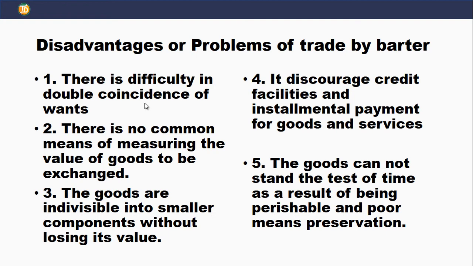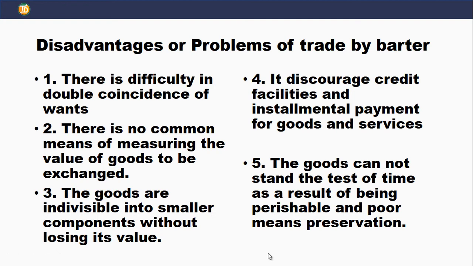Number two, there is no common means of measuring the value of goods. So there is no standard of measurement for goods and services to be exchanged. So it's a problem of trade by barter. Another disadvantage is that the goods are indivisible into smaller components without losing their value. So it's always difficult to divide commodities to be exchanged into smaller components because they are not money.